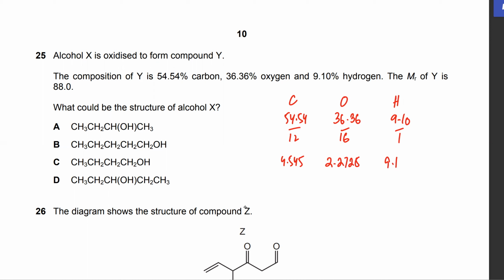So you're going to divide everything by 2.2725. Divide by the smallest. And this would be 2.2725. So I think you're going to get 2 and 1 and 4. So the empirical formula is C2O1. O is 1. And H, I think, is 4.